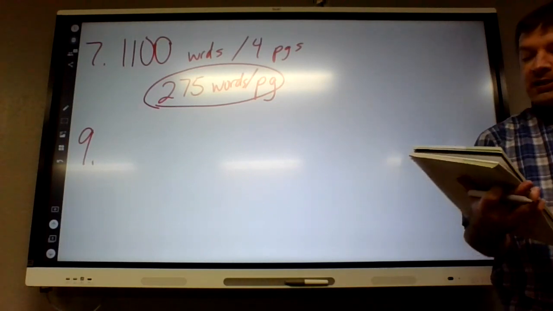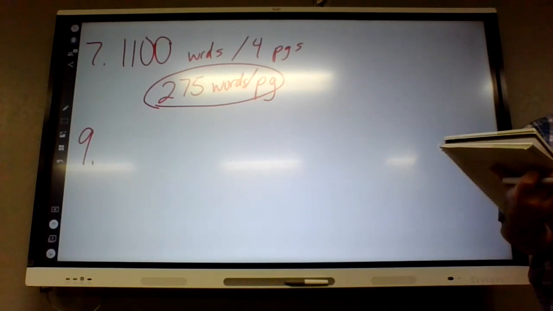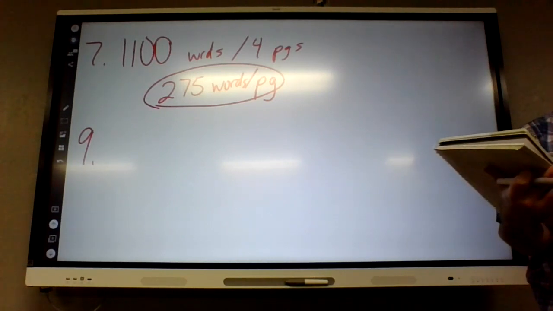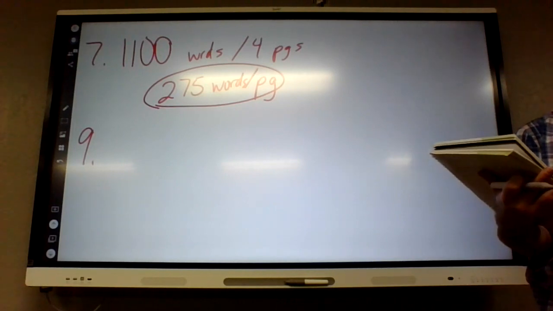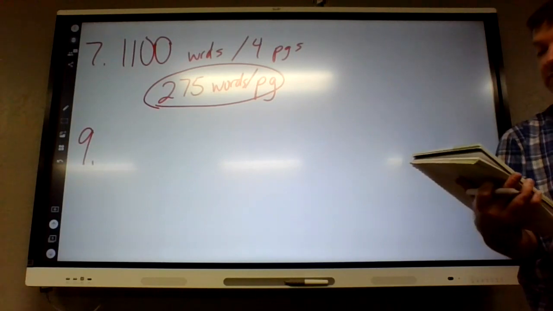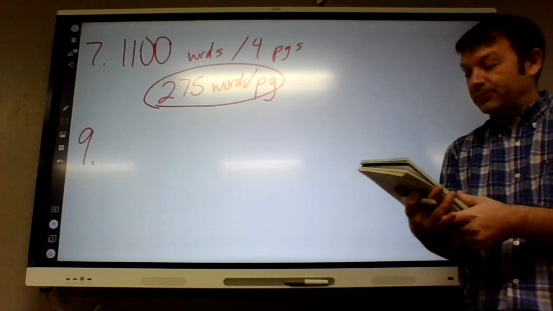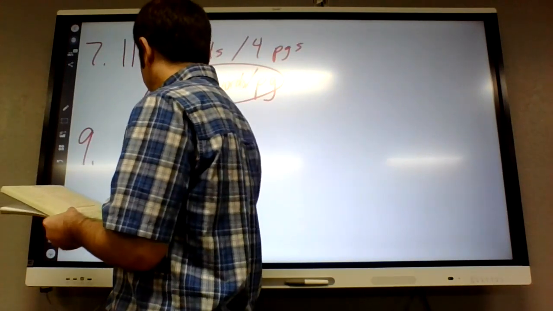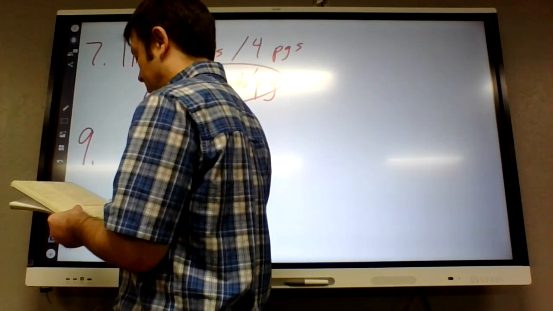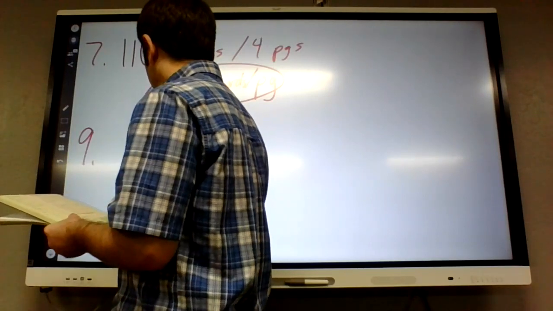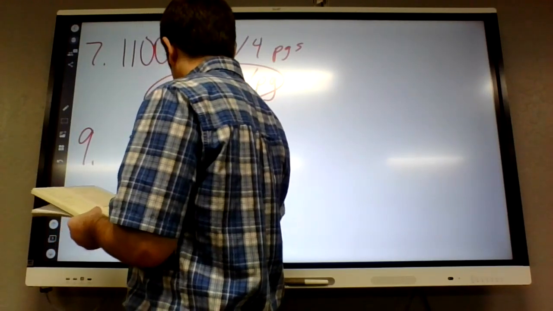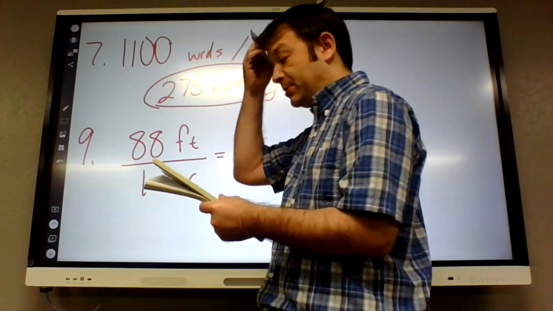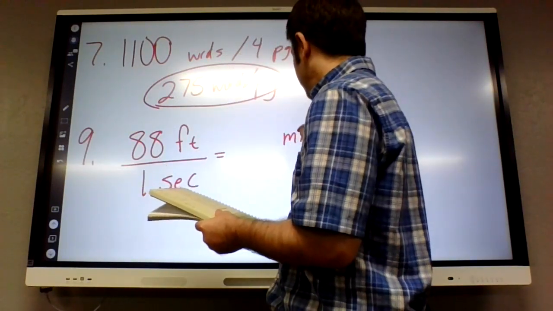Number 9. Maybe you should have skipped this one, actually. I'll go ahead and do it. I don't remember doing one like this on my homework, but it starts with the unit rate: 88 feet in 1 second. And it wants us to change it to miles.